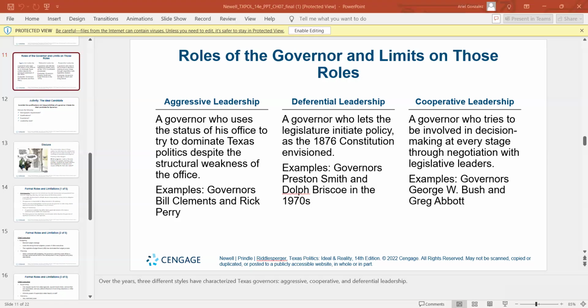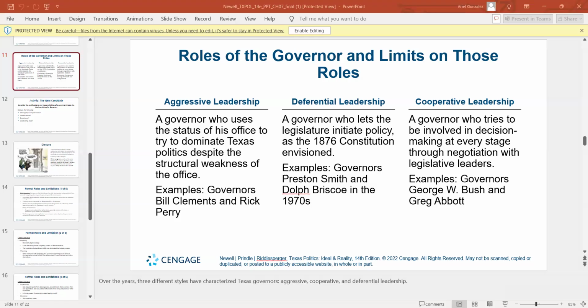Now, that's of course different from a more deferential leadership where a governor lets the legislature initiate policy as the 1876 Constitution envisioned. So examples would be Preston Smith and Dolph Briscoe in the 1970s. So this is more of a wait and see approach where the legislature does their thing, they take the lead, and then the governor just kind of reacts to it.